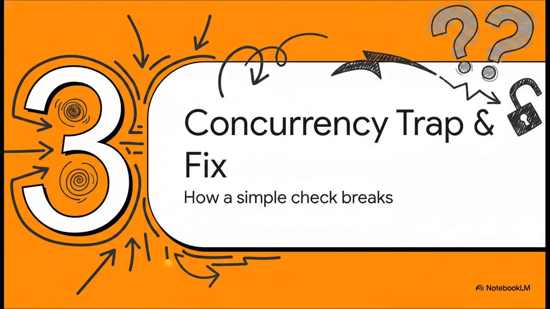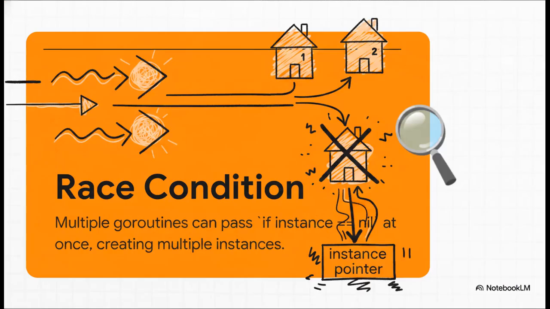That simple little if instance equals nil check, the one that seems so innocent, it's about to become our worst enemy. Welcome to the concurrency trap. What we have here is a classic race condition. Just picture two Go routines hitting that function at the exact same moment.